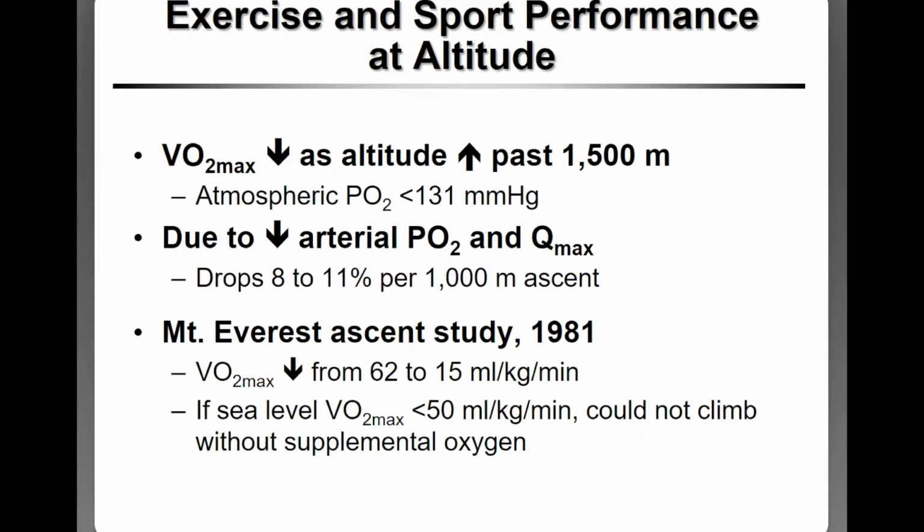So say you measured your VO2 max at sea level and it was 62 mLs per kg per minute. At the top of Mount Everest, you could expect your VO2 max to be measured at 15 mLs per kg per minute, which at sea level would be equivalent to a cardiovascular patient, a patient with compromised cardiorespiratory function.